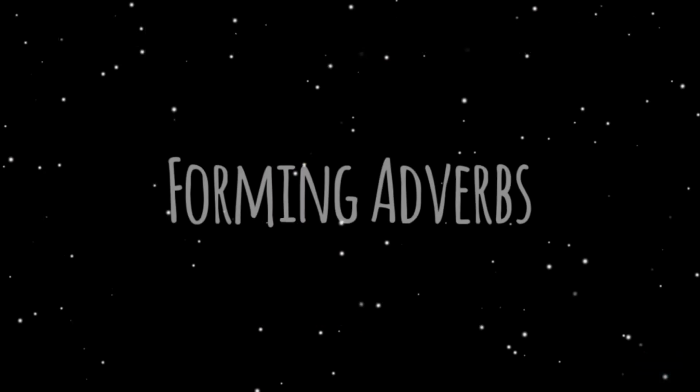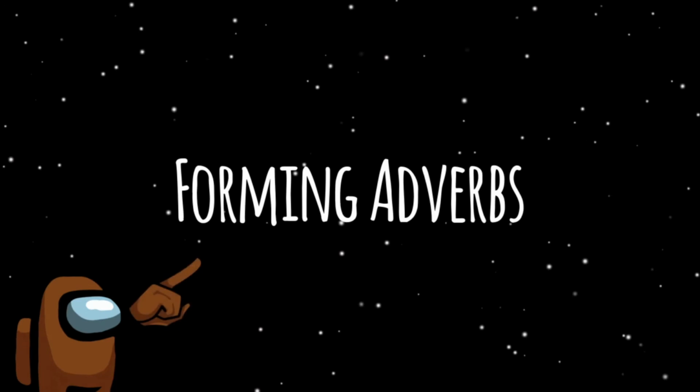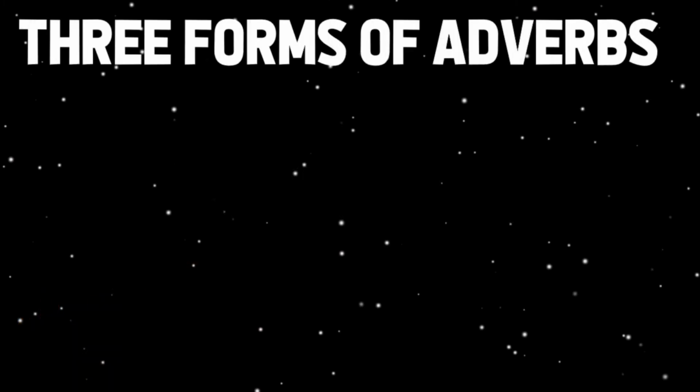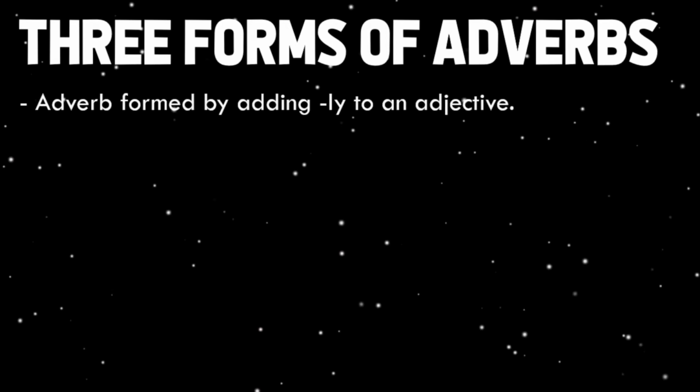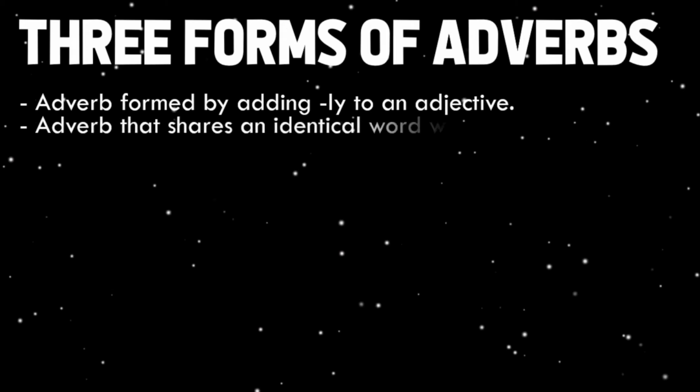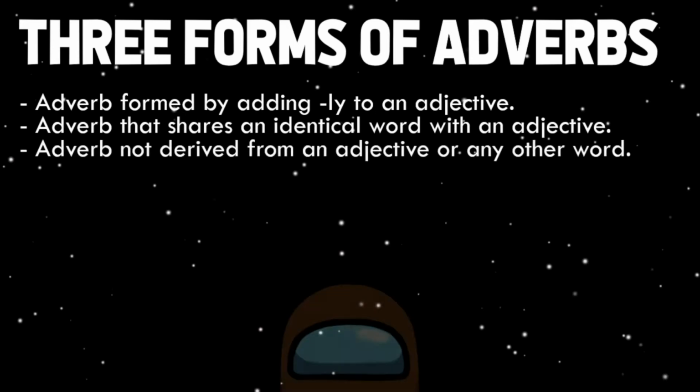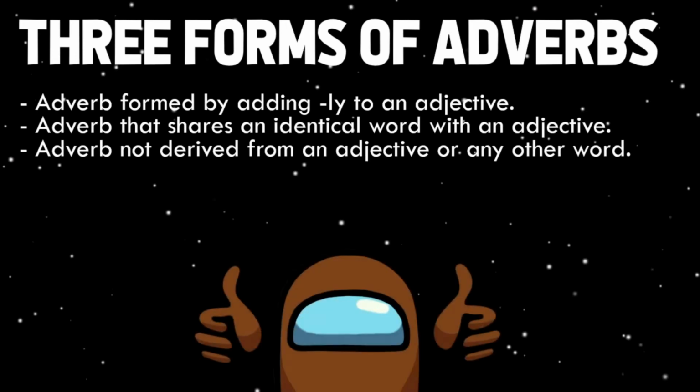Forming adverbs. Do you have any idea how to construct sentences with adverbs? There are three forms of adverbs. Adverb formed by adding ly to an adjective. Adverb can also share an identical word with an adjective. An adverb not derived from an adjective or any other word.